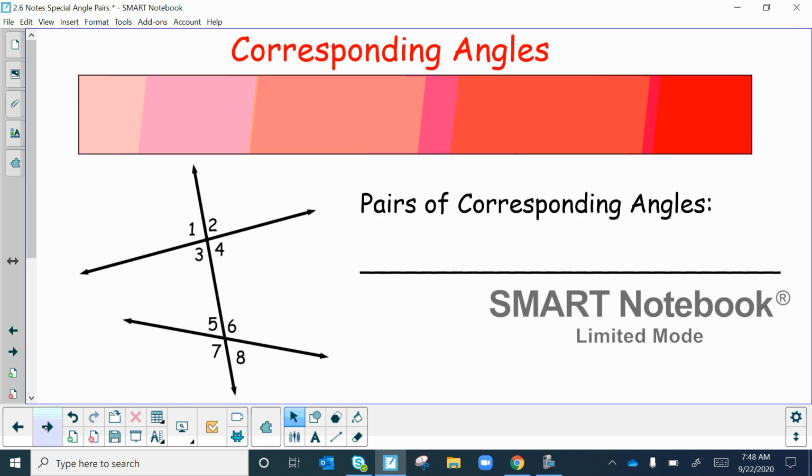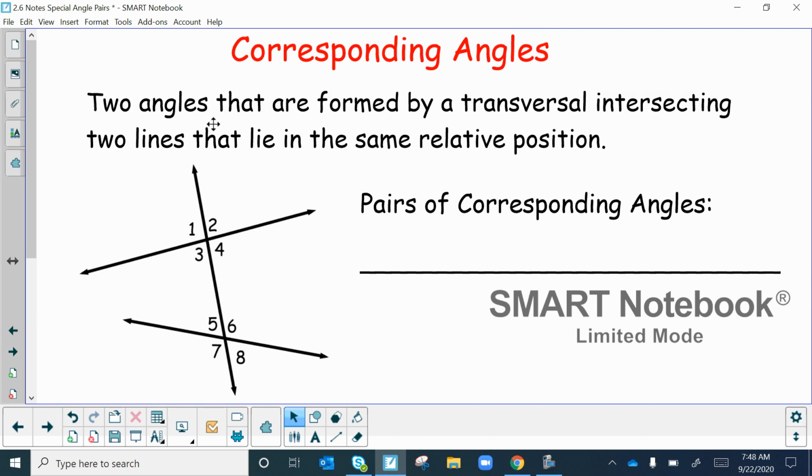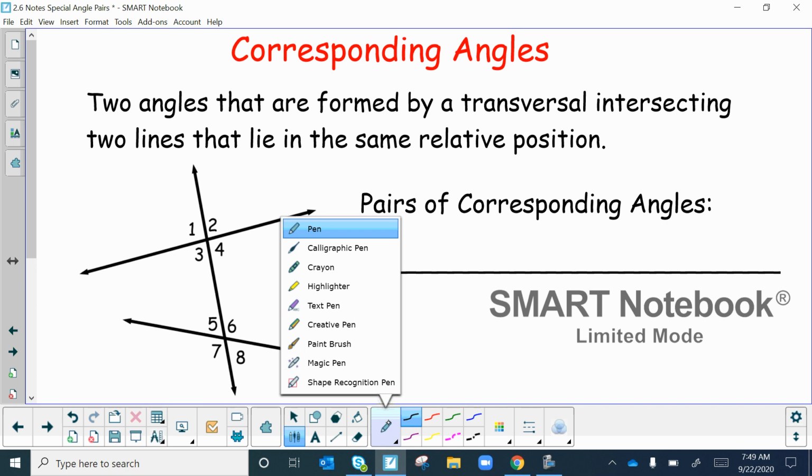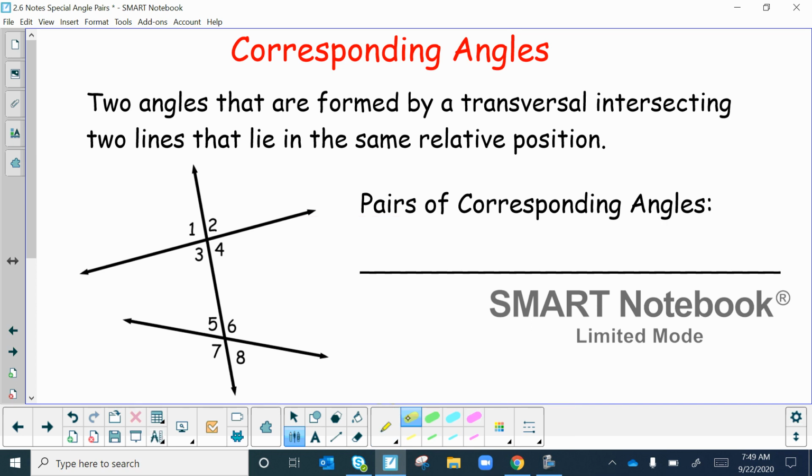Okay, the first special type of angle pair that I want to talk about is corresponding angles. This is when two angles are formed by a transversal intersecting two lines, and let me get my highlighter. They lie in the same relative position, okay? So that's the easiest way to put it, all right? They lie in the same relative position.